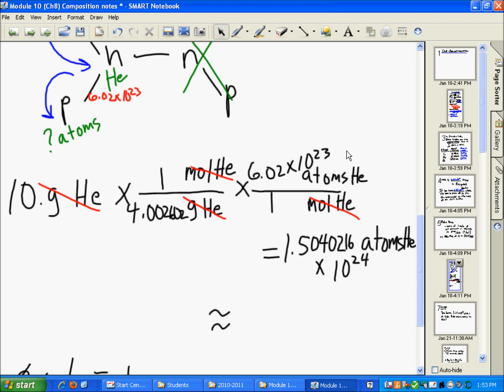So the smallest number of significant figures, looking at all our numbers, is the 2 significant figures that were on our 10 decimal grams of helium. So our answer should have 2 significant figures. So that means we're going to round at the 5. We look 1 to the right, it's a 0, which means we don't have to round the 5 up. So we're going to write 1.5 times 10 to the 24 atoms.